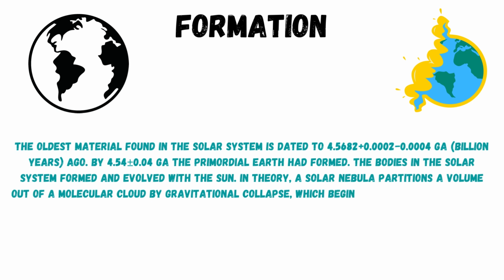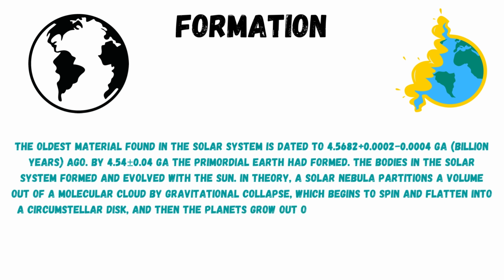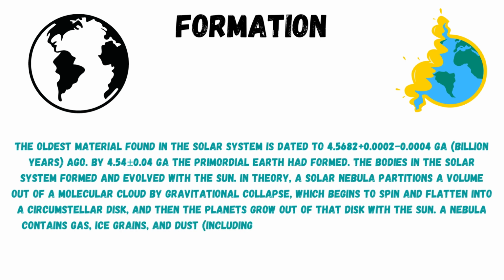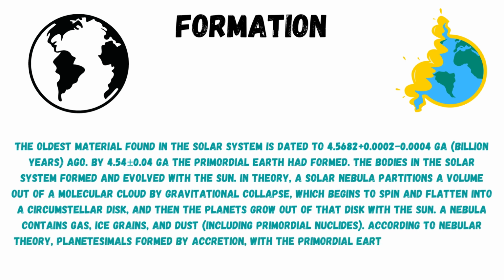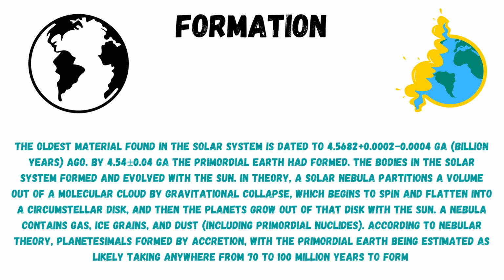In theory, a solar nebula partitions a volume out of a molecular cloud by gravitational collapse, which begins to spin and flatten into a circumstellar disk, and then the planets grow out of that disk with the Sun. A nebula contains gas, ice grains, and dust, including primordial nuclides. According to nebular theory, planetesimals formed by accretion, with the primordial Earth being estimated as likely taking anywhere from 70 to 100 million years to form.